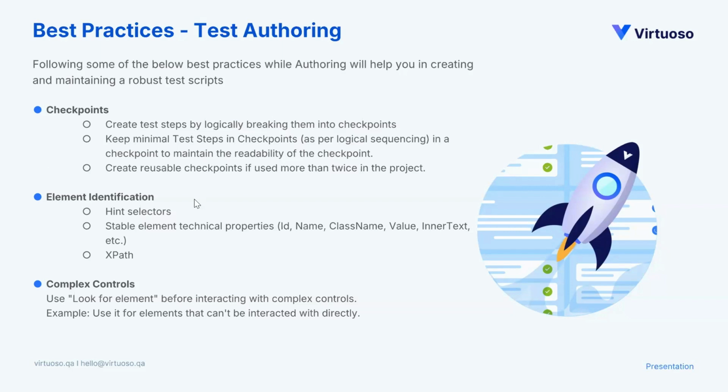And also in Virtuoso, we identify our elements through natural language. In element selectors, we use natural language to identify an element. For example, if you want to click on a login button, we say click on login button. But in some cases, if we are unable to click an element directly, you can use some locators like ID, name, class name, values, and text.